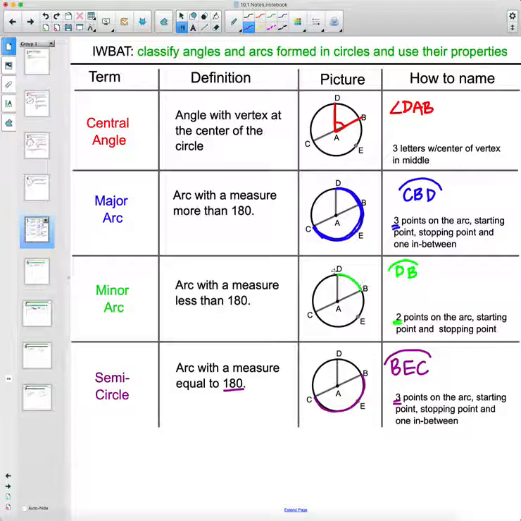So this will tell you which way to go. Instead of for B to D, so you know not to go this way. Because if it was a major arc, a big arc like that, it would have to have had 3 letters.